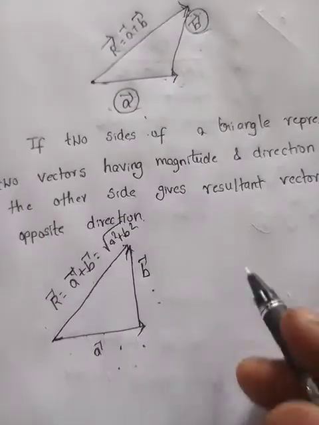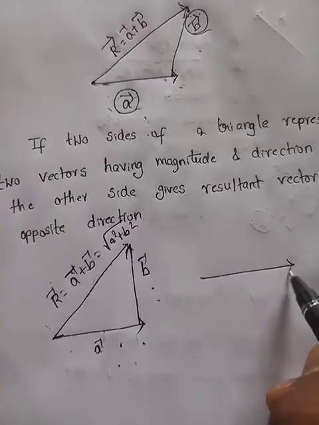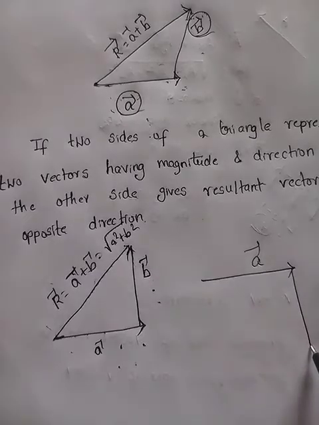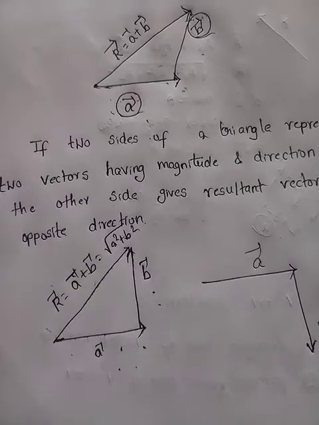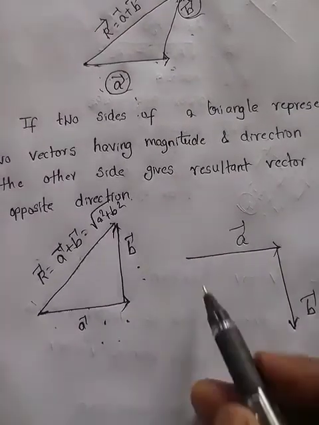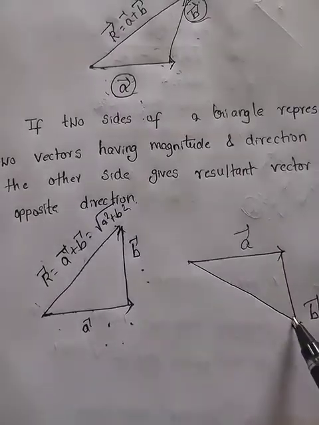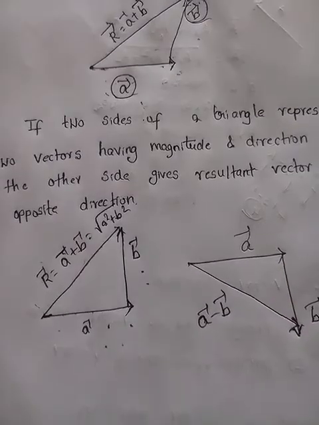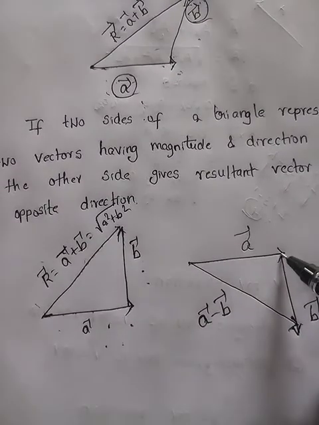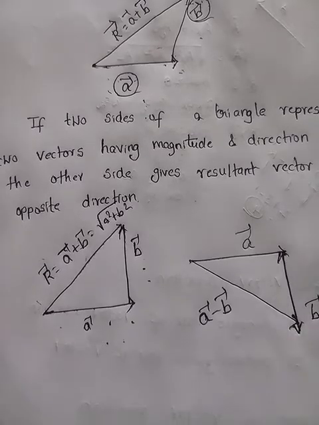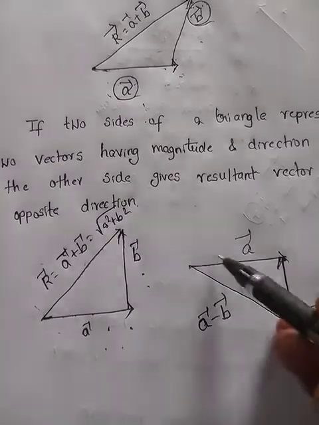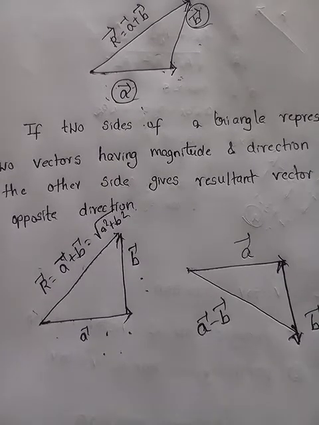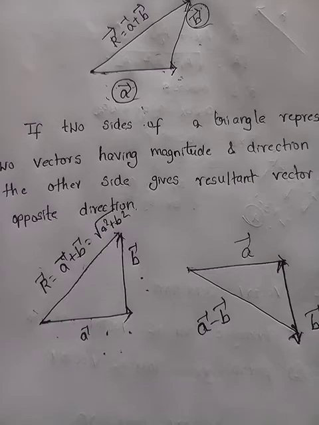For example, we add this one, now subtract. This is A bar. Now we change the direction, right? This is B bar. So now this is A bar minus B bar. See here, if you change the direction, the head becomes the tail and the tail becomes the head. So then this gives the resultant vector, that is A bar minus B bar. So these are the ways to add two vectors.